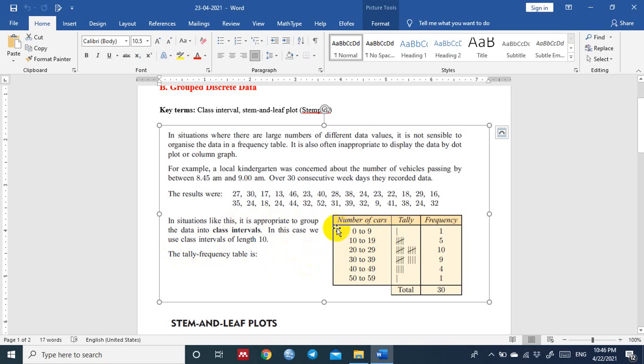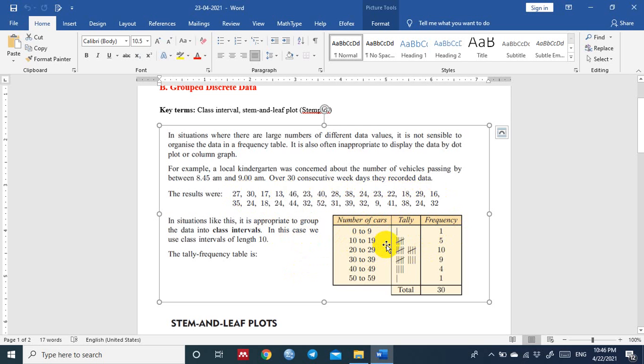With a class interval of length 10, you can start from 0 to 9, which is considered as one interval. The second class interval is from 10 to 19, the third from 20 to 29, the fourth from 30 to 39, and so on. Then you count the frequency in each interval. For example, from 0 to 9, how many are there? You can see there's only one here, so the frequency is 1.